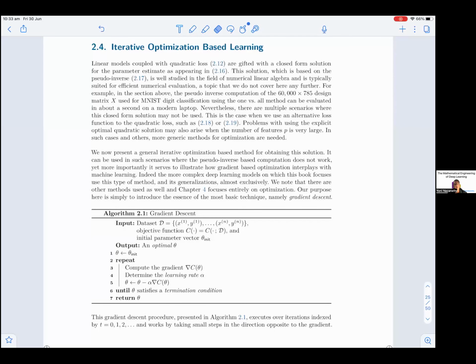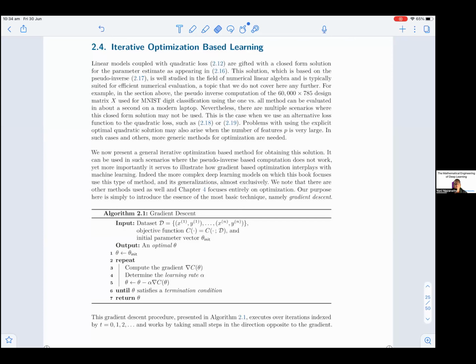Section 2.4, Iterative Optimization-Based Learning. Linear models, coupled with quadratic loss, as in equation 212, are gifted with a closed-form solution for the parameter estimates, as appearing in equation 216. That equation was an equation with a pseudo-inverse. This solution, which is based on the pseudo-inverse, that was in 217, is well studied in the field of numerical linear algebra and is typically suited for efficient numerical evaluation, a topic that we do not cover here further.